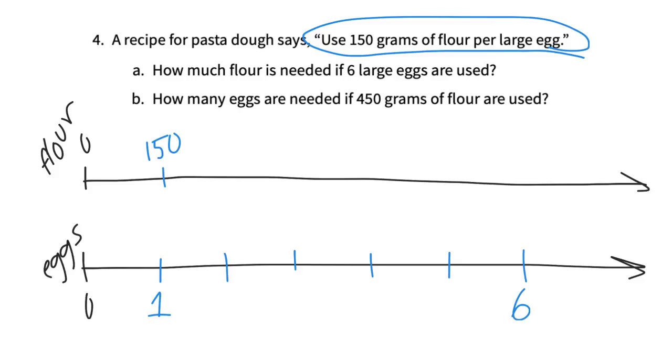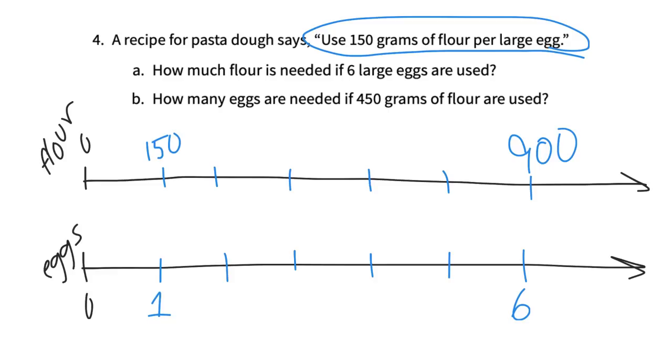Well, if we're going to have 6 eggs, that's 1, 2, 3, 4, 5, 6. Here's our 6. So what did you do to go from 1 to 6? You multiplied by 6. So what are we going to do up here at the top? We're going to take that 150 and multiply by 6, and that's going to give us 900. Oh my goodness, so 900 grams of flour. That's a little less than a kilogram, I guess, but nobody has a sense of what that is. It's about 2 pounds.